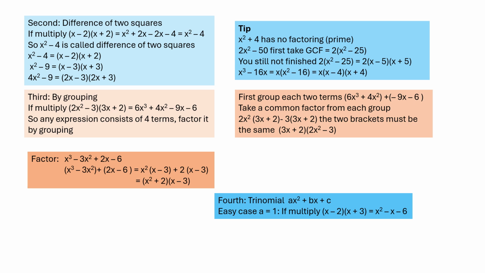The fourth one is the important type, called trinomial, because tri is like 3. It is in the form ax squared plus bx plus c, like the quadratic expression we have studied before. There are two types of trinomial factoring. One of them is called the easy case, when a equals 1, when the coefficient of x squared is 1. Because if you multiply these two brackets, you will get x squared minus x minus 6. Now we want to come back from the right-hand side to the left-hand side. It's called trinomial factoring.